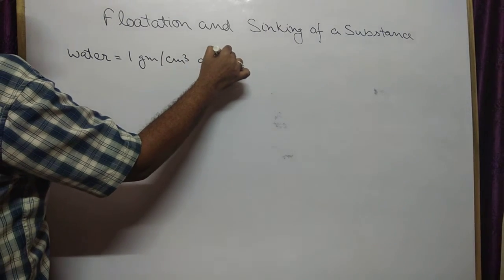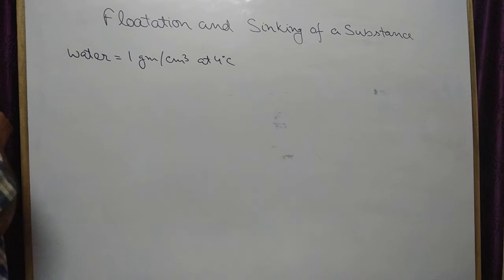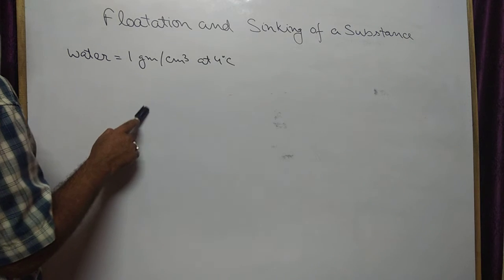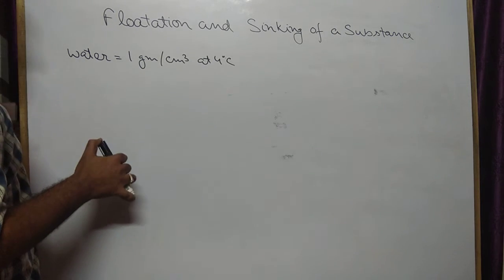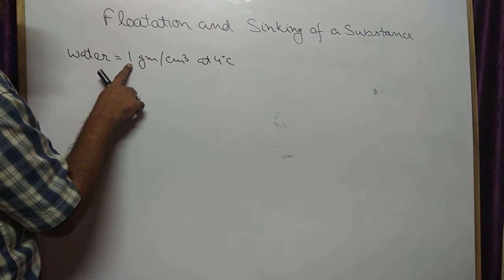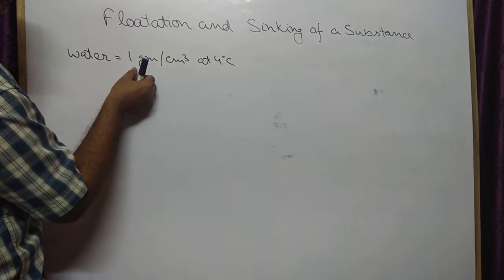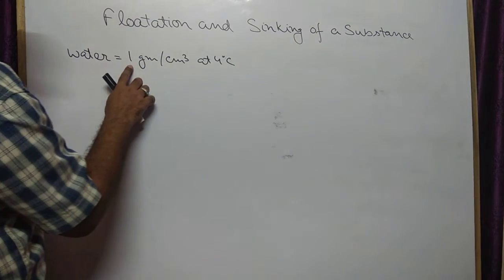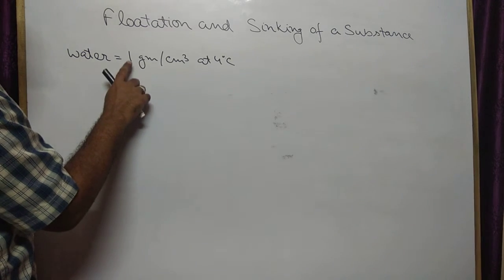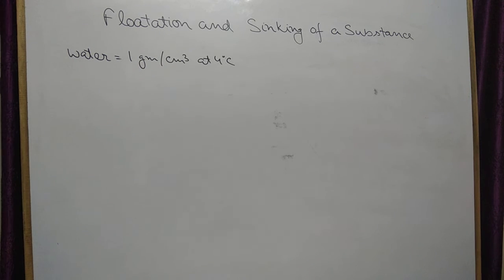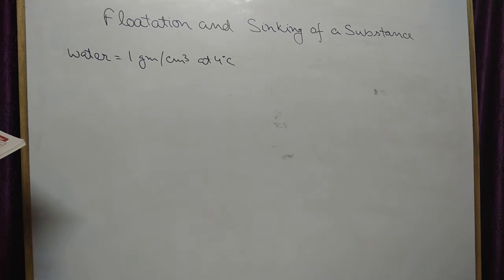At 4 degrees centigrade, always remember that water has its maximum density, which is the standard. As we go below this temperature, the density of water decreases, and if you go above this, the density also decreases. This is the standard density of water taken by scientists. Why it is taken, I will explain in some other video. That is not in your syllabus.